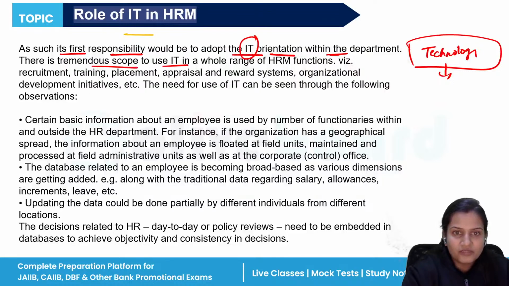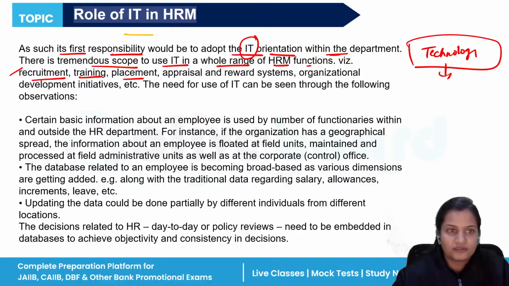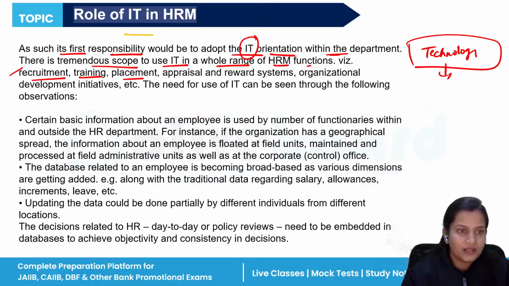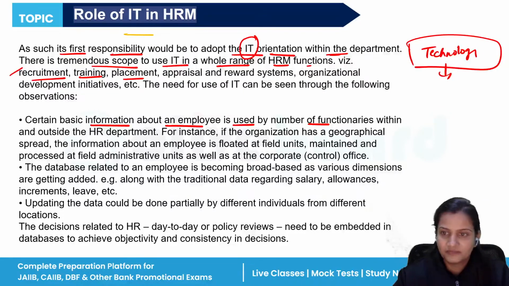There is a tremendous scope to use IT in the whole range of HRM functions, whether it starts from recruitment, training, placement, performance appraisal, then reward system, then selection. So whichever function of management you are using, in every function IT is very important. You have to use information technology in each and every function. A proper database is being made for such functions. The basic information about an employee is used by a number of functionaries. So all information about the employees, every data related to the employees, we have to keep in our database. If required, we can use that data for our internal functioning.